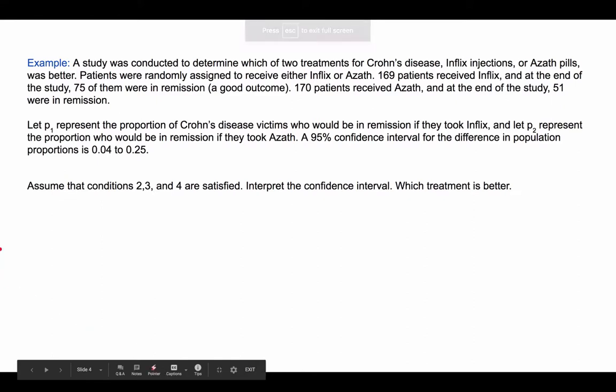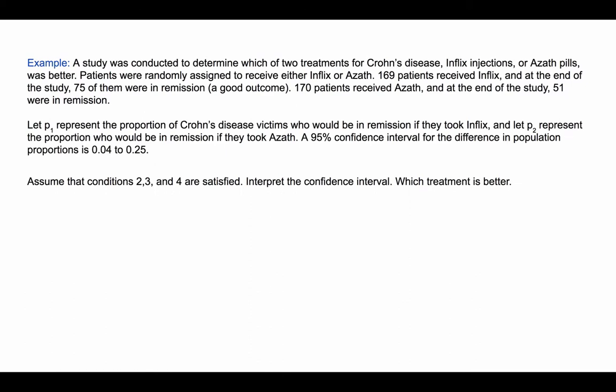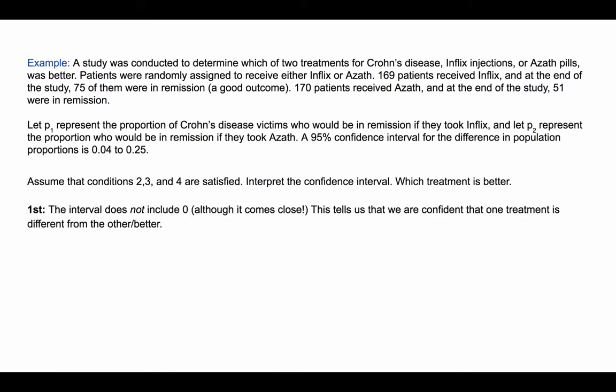So how do we determine which treatment is better? Well, we interpret the confidence interval. First, we check if the interval includes 0 or not. So is 0 between 0.04 and 0.25? What do you think? Well, it's not between those two numbers, so the interval does not include 0. This tells us that we are confident that P1 is not equal to P2. In particular, we're confident that Azath and Inflix are not the same, or one of them is better than the other.